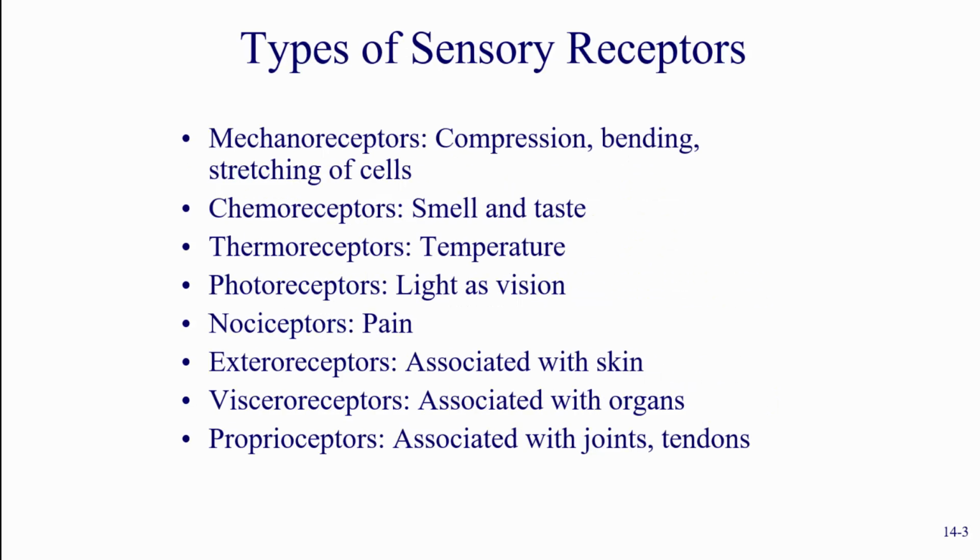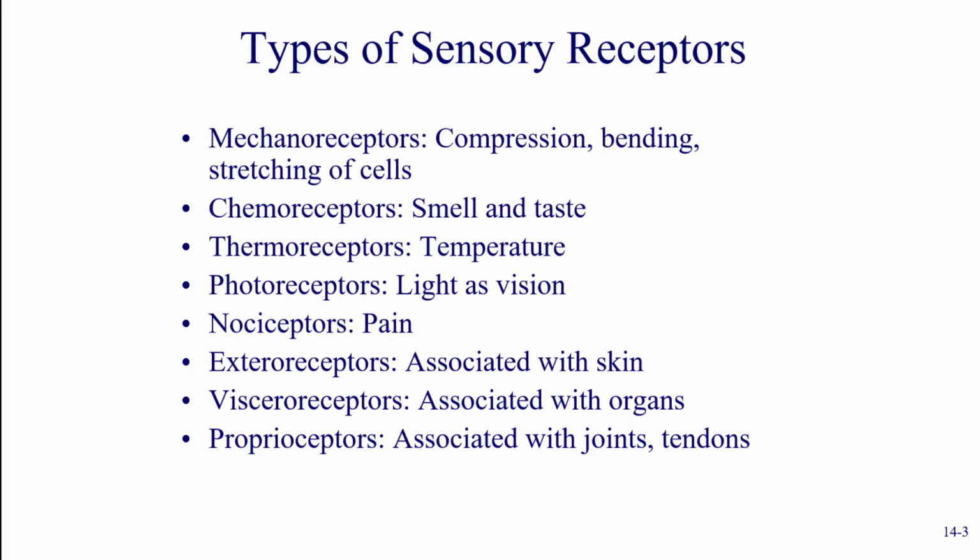The types of sensory receptors. We have mechanoreceptors, and they respond to mechanical stimulation such as compression, bending, and stretching of cells. And then we have chemoreceptors, which detect smell and taste. And then thermoreceptors detect temperature, photoreceptors detect light, and nociceptors detect pain.